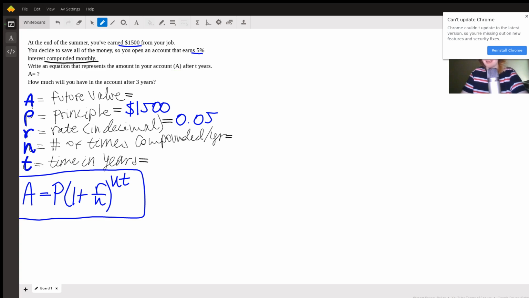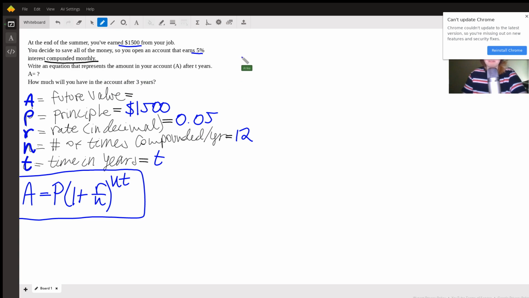n is the number of times that it's compounded per year. So it says here that it's compounded monthly. There are 12 months in a year, so it's compounded 12 times a year. And the time in years, we can just put t for now because our first part of the problem is asking to write an equation. So we're going to use this equation down here and just plug in all the values.